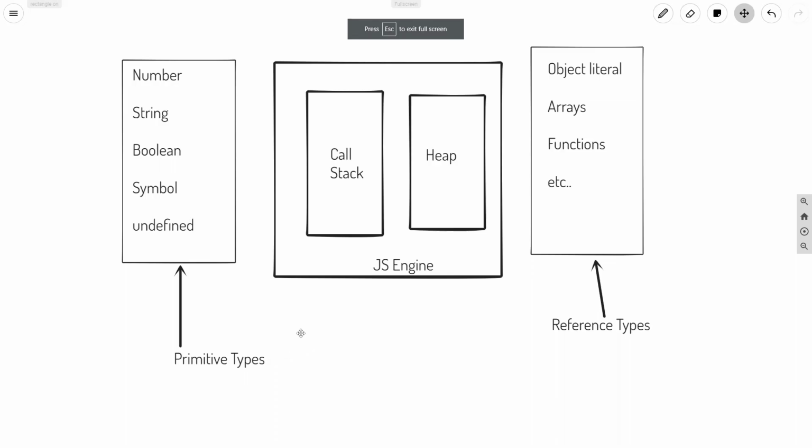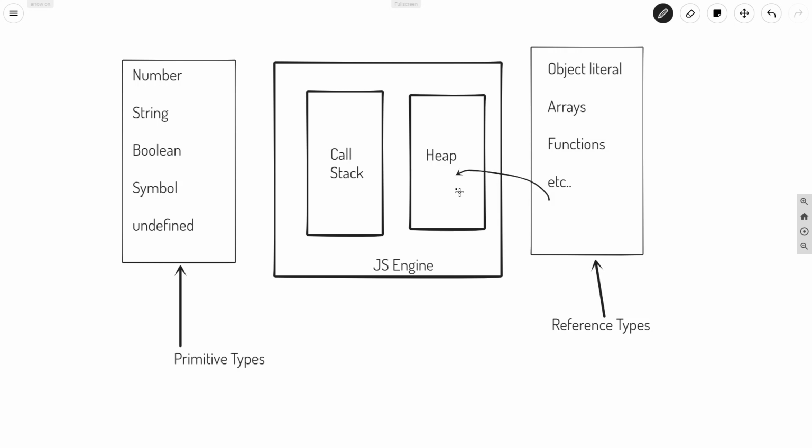So in JavaScript, numbers, strings, booleans, symbols, undefined, and BigInts, all of these are primitives. And object literals, objects, arrays, functions, etc., these are reference types. These reference types get stored in the heap memory.